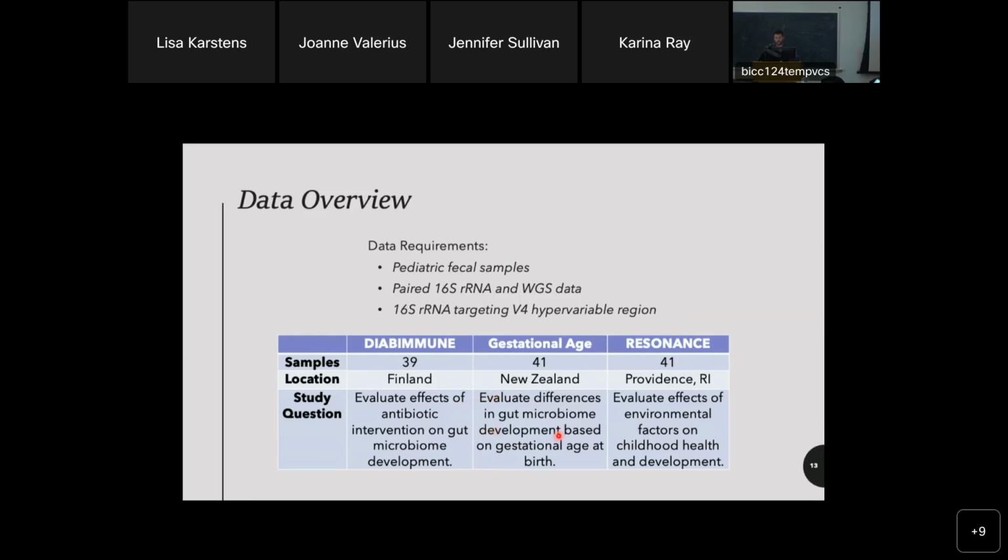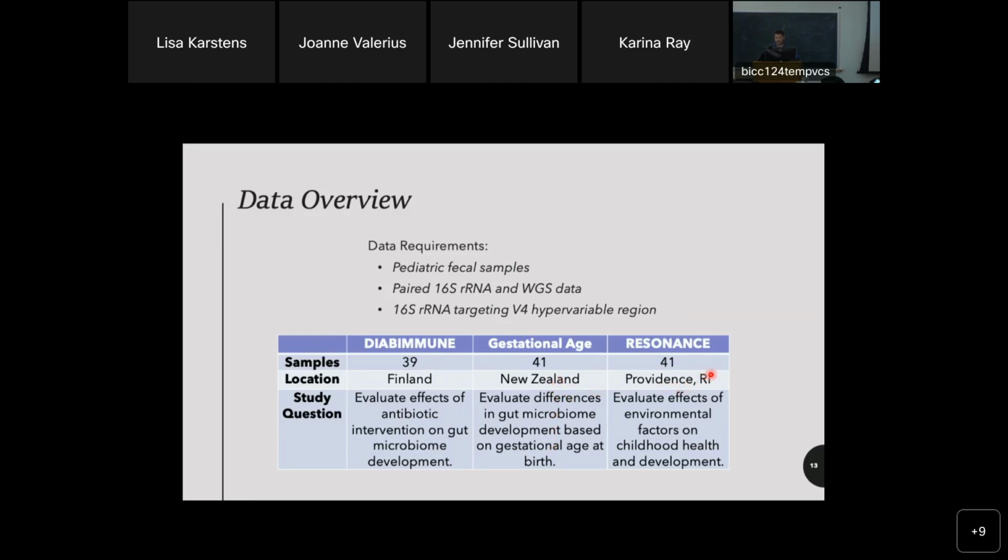We ended up with 3 data sets that met these requirements, the first being the DIABIMMUNE Study's antibiotics cohort, and this contained 39 individuals or subjects from Finland. The second data set came from a study that evaluates differences in gut microbiome development based on gestational age at birth, and we termed this the gestational age cohort. And this data set contained 41 subjects from New Zealand.